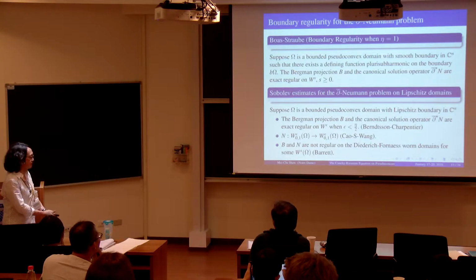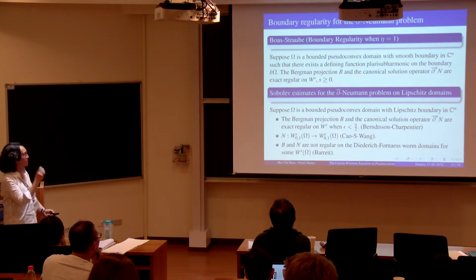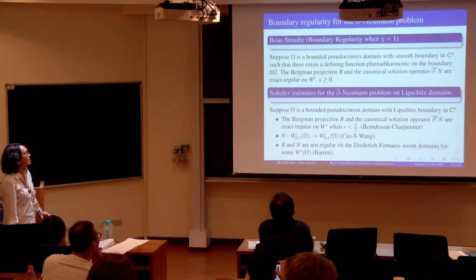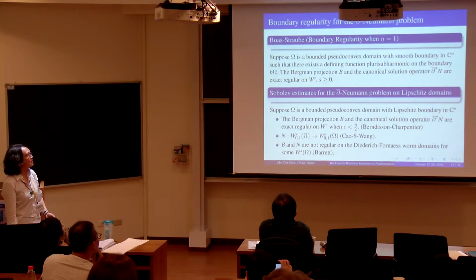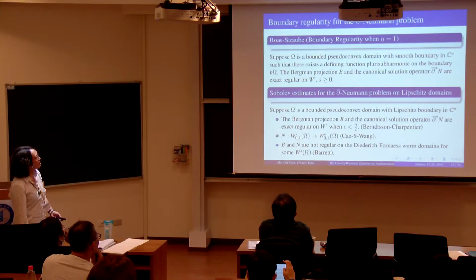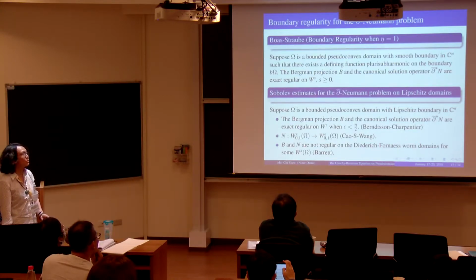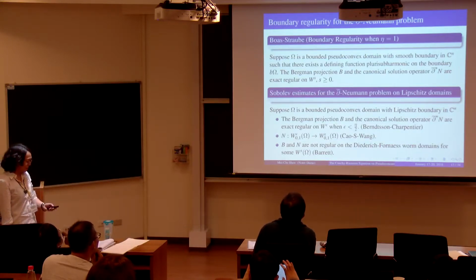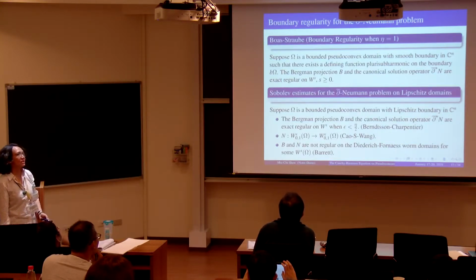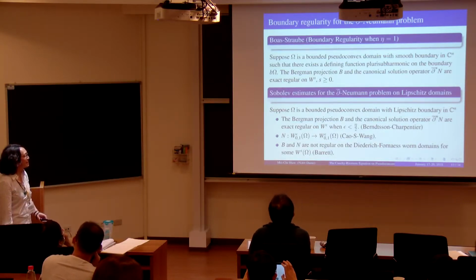So to study the d-bar-Neumann problem, there has been a long history starting from Kohn's work on strongly pseudoconvex domains. But suppose the domain is just a bounded pseudoconvex domain. Then there's a result by Boas and Straube. He shows that suppose eta is equal to 1, the Diederich-Fornaess exponent equal to 1, meaning that we have a bounded plurisubharmonic exhaustion function, then the Bergman projection and all the canonical solutions are regular in Sobolev space W^s.